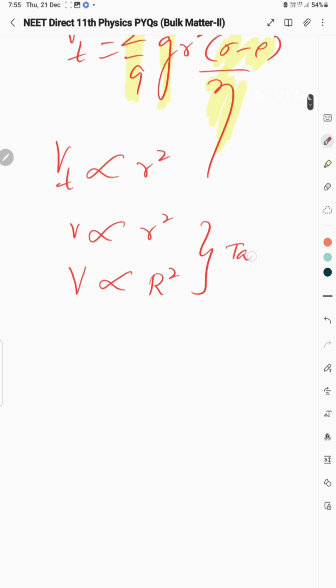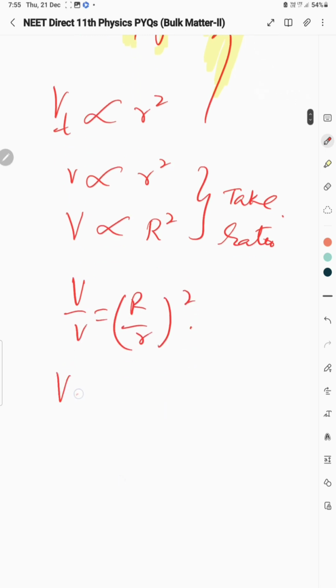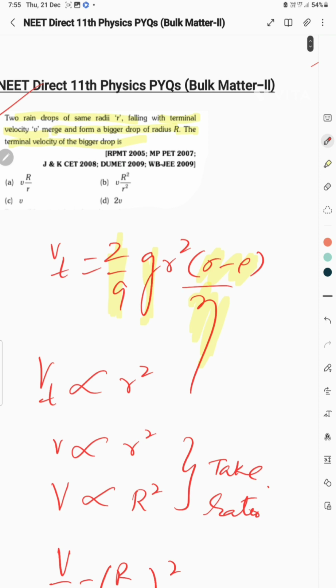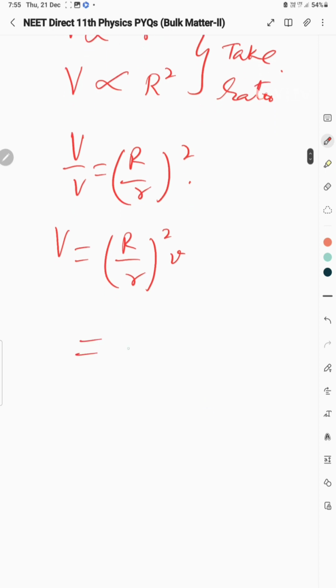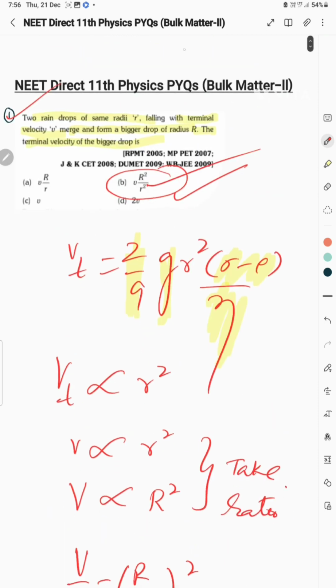So take a ratio. So it's capital V by small v, capital R by small r whole square. So capital V is R by r whole square into small v. And let's check out. It is, yes, capital R square by small r square into small v. So this is option B. So B option is the correct option for this problem.